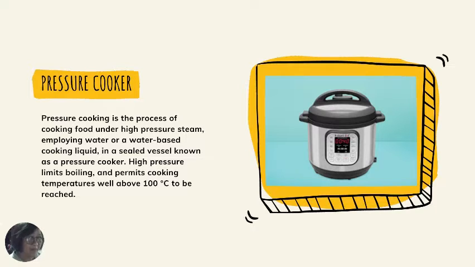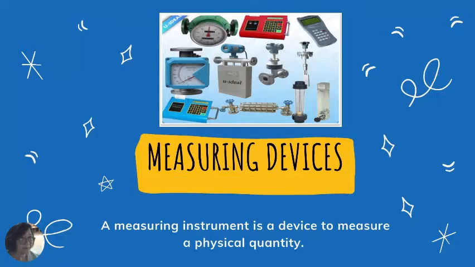Number one, pressure cooker. Pressure cooking is the process of cooking food under high pressure steam, employing water or a water-based cooking liquid. Cooking in a sealed vessel known as a pressure cooker. High pressure limits boiling and permits cooking temperatures well above 100 degrees centigrade to be reached. Okay?